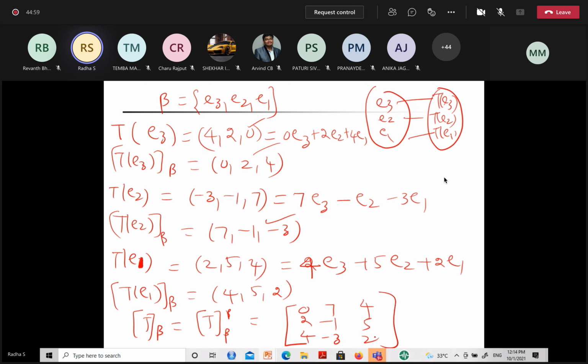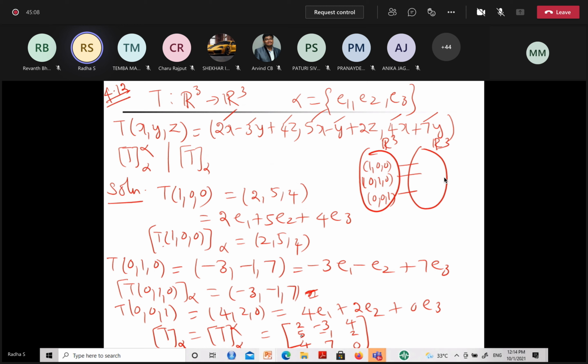So can you see both the matrices are not the same? As matrices they are different, right? First, I am writing this one, but in the reverse order: 0, 2, 4. Second, I am writing this, but in the reverse order. Third, I am writing this, but in the reverse order. Reverse means first 4, 5, then 2 later.